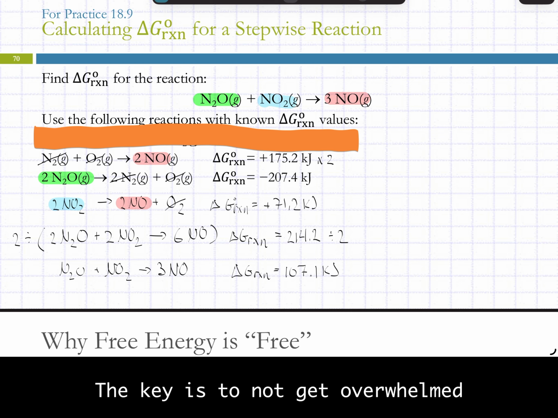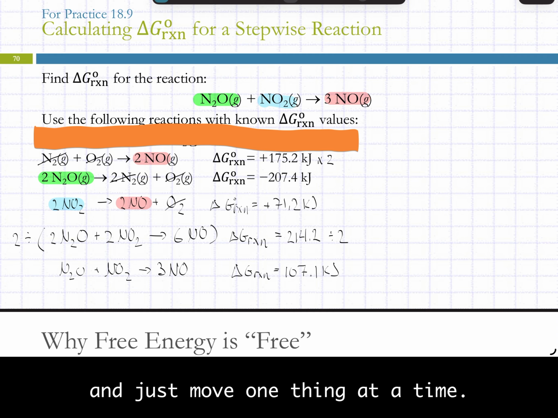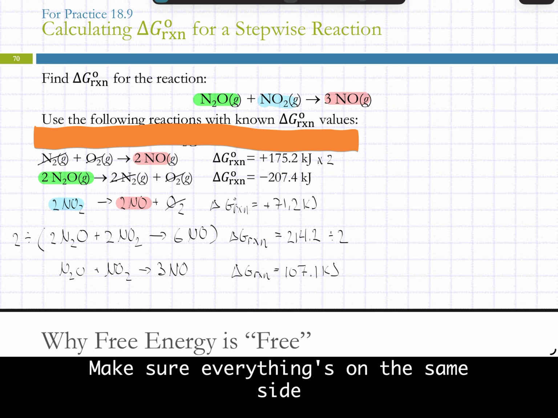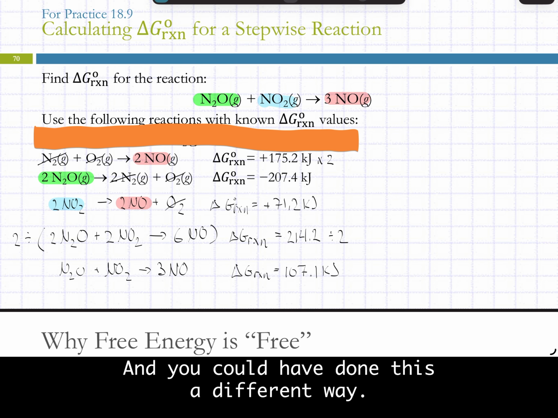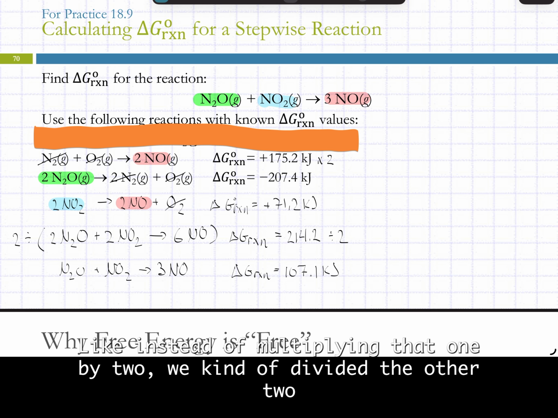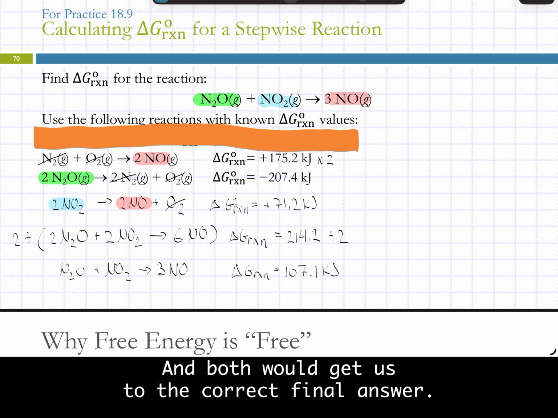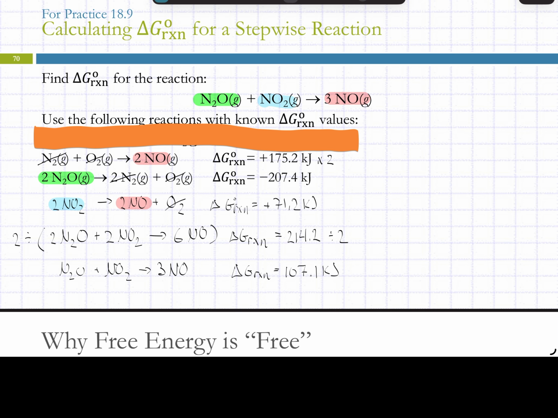The key is to not get overwhelmed and just move one thing at a time. Make sure everything's on the same side, and then start canceling out. And like you could have done this a different way. Instead of multiplying that 1 by 2, we could have divided the other 2 by 2, multiplied by half, and both would get us to the correct final answer. So we can add those up.